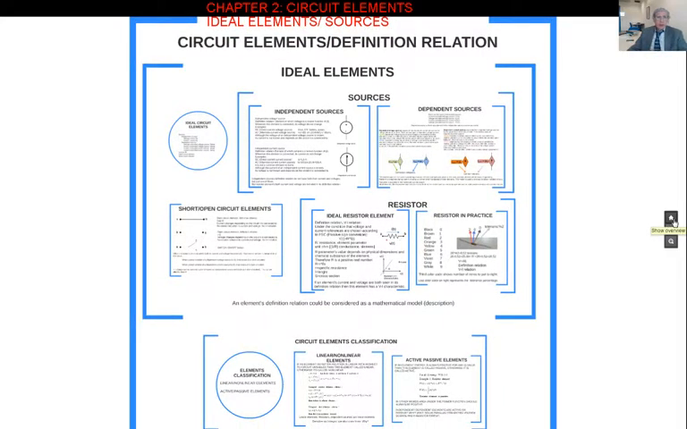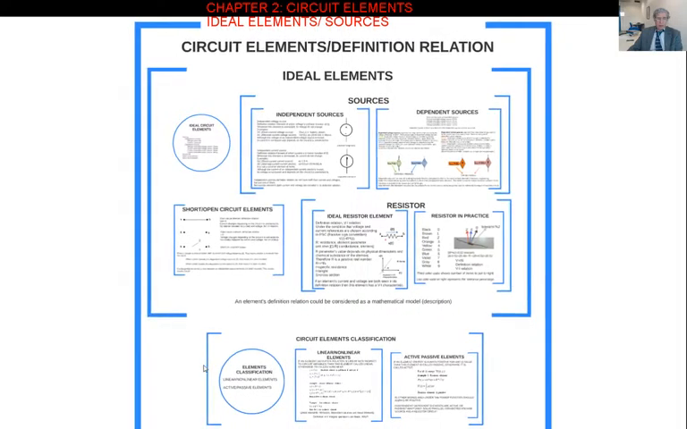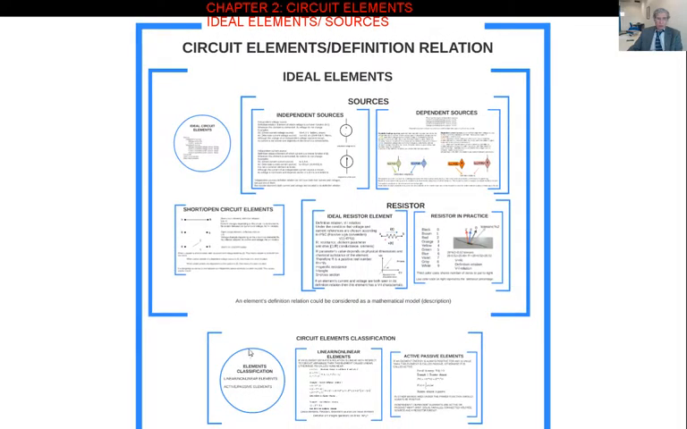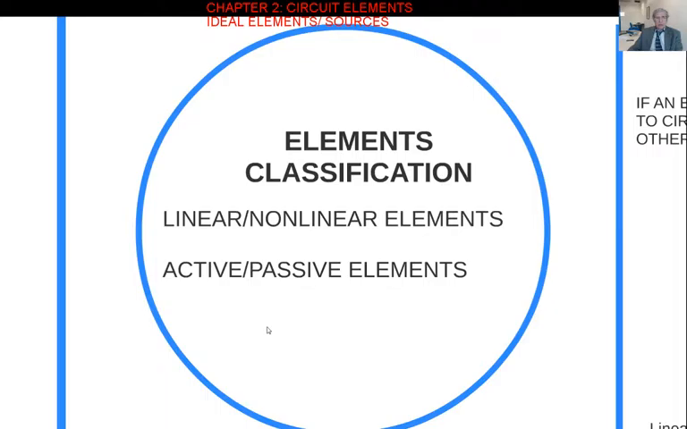So we are in chapter 2, examining the circuit elements and their definition relation, and we mentioned the ideal elements in 4 groups: sources, resistors, open and short circuit elements. Now we are going to classify these elements in 2 different groups: linear and nonlinear elements, and active and passive elements.